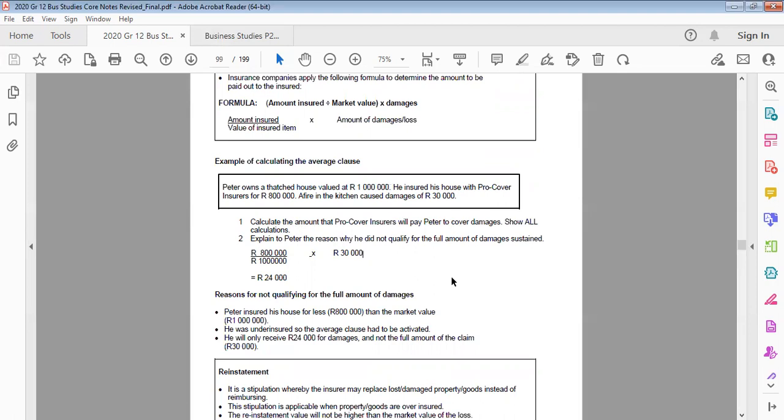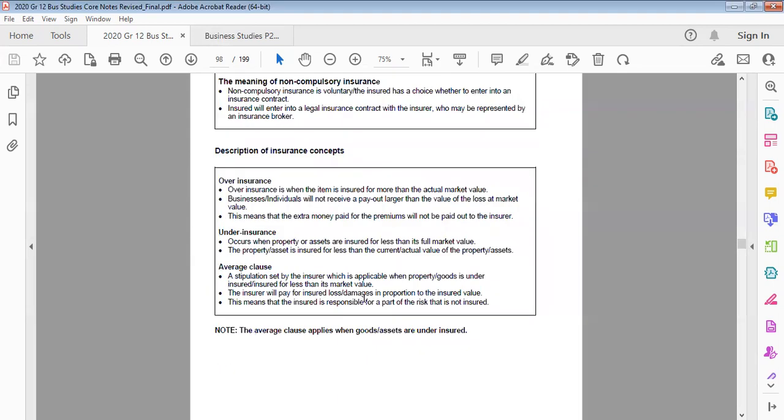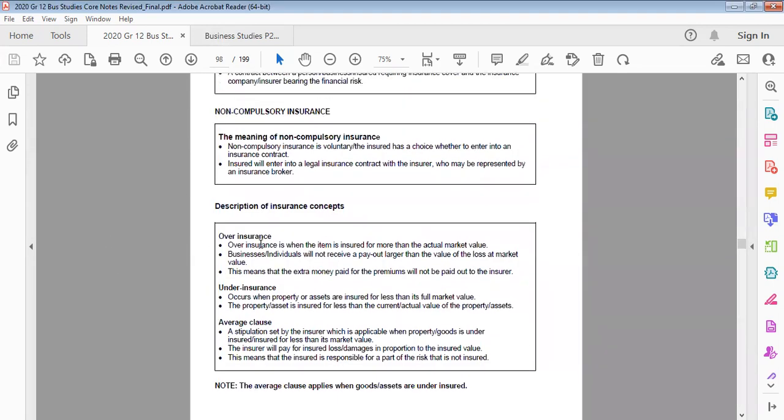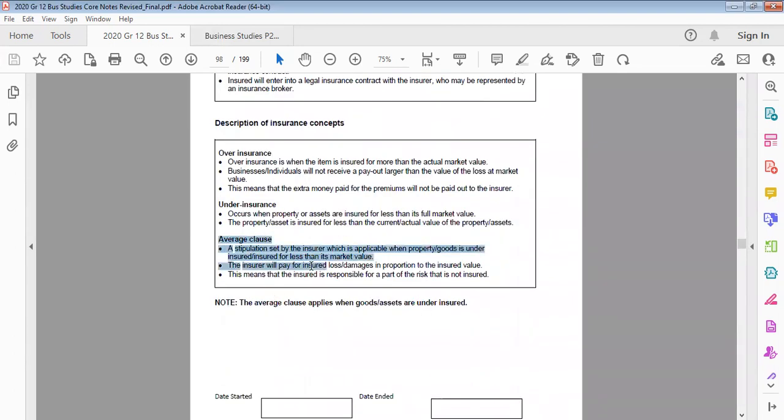Okay, so I always encourage writing down the information while you are going through this video, please, people. And then those general definitions there of over and under insurance. They will ask you about the average clause. If it's not in the first section with the multiple choice, they will ask you to define or to say what is the average clause.